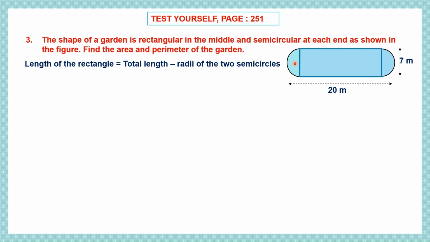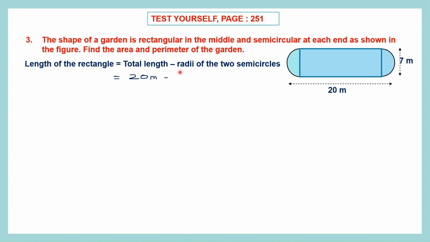So this portion here is the radius of the semicircle. So here this one radius and here this one radius. So radii of two semicircles. So let's do that. Total length is 20 meters. Now radius of the two semicircles. Here this line that you can see is the diameter. So what is the radius? Half of the diameter, and diameter is 7. So radius will be 7 divided by 2, which is 3.5.